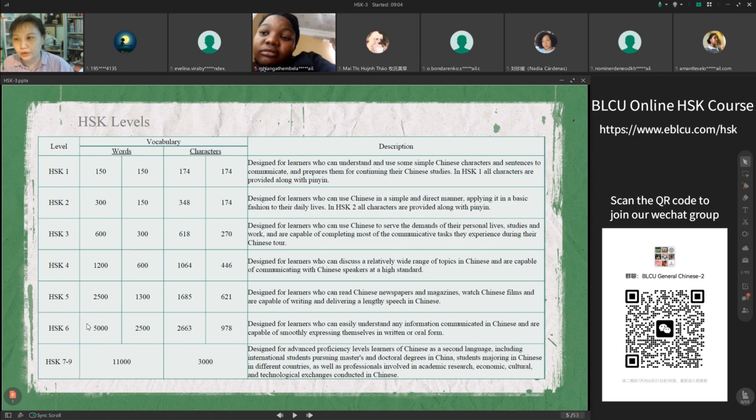Okay, so here goes the requirements of words and characters and a little bit of descriptions. You can take a picture here. I won't explain it a lot right now.